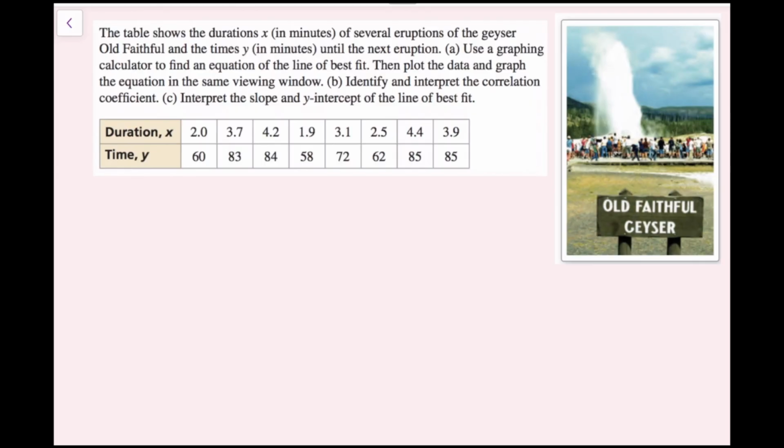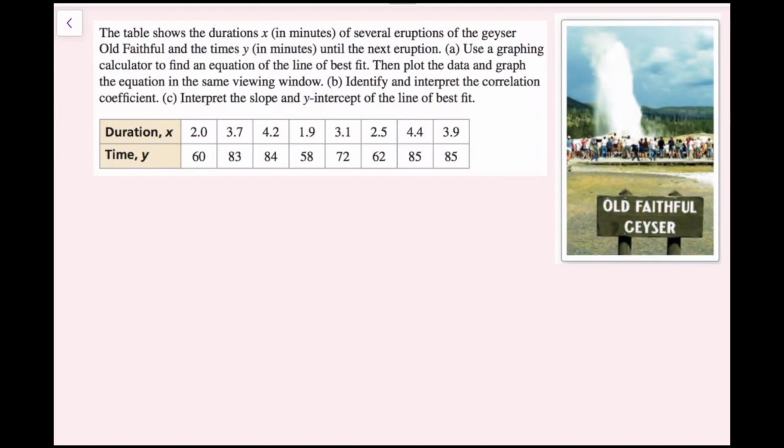The table shows the durations x in minutes of several eruptions of the geyser Old Faithful and the times y in minutes until the next eruption. Use a graphing calculator to find an equation of the line of best fit. Then plot the data and graph the equation in the same viewing window. Part B. Identify and interpret the correlation coefficient. Part C. Interpret the slope and the y-intercept of the line of best fit.